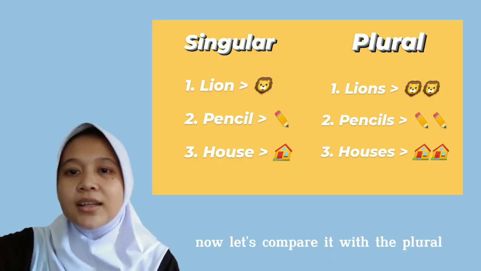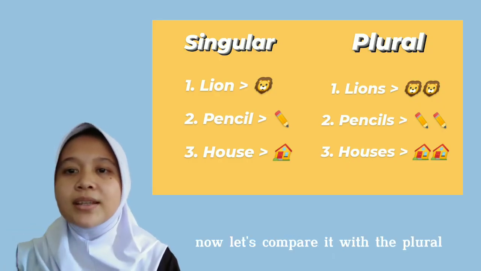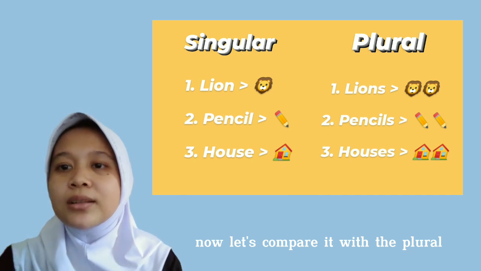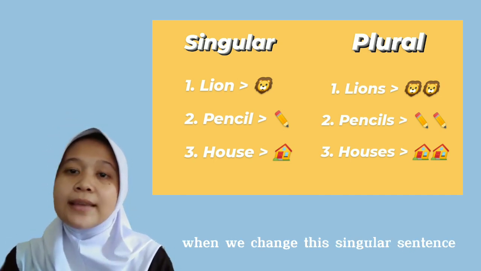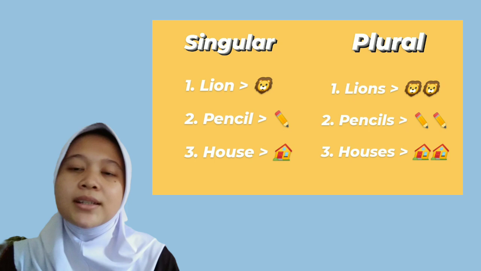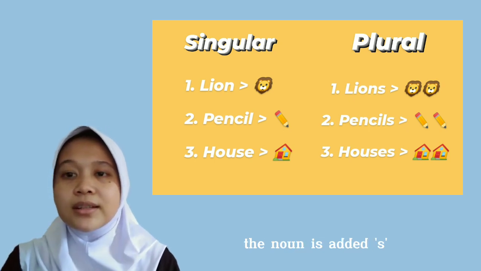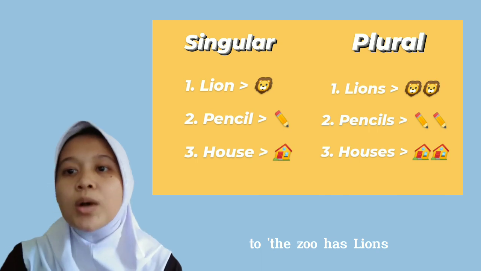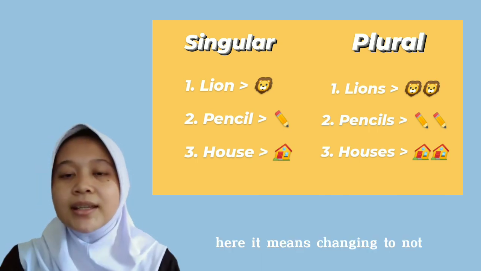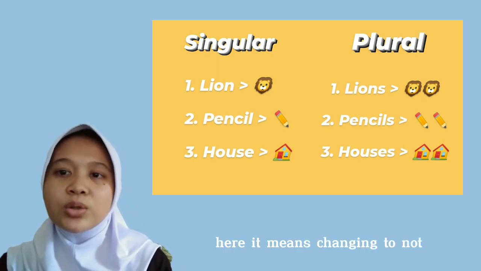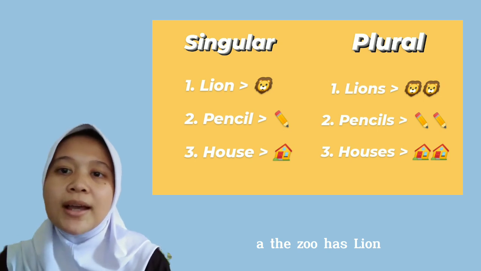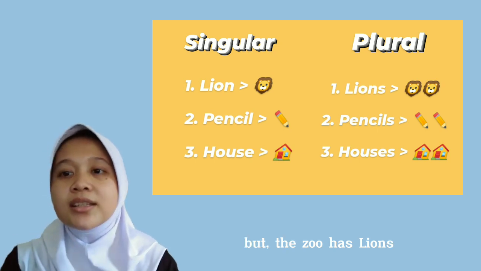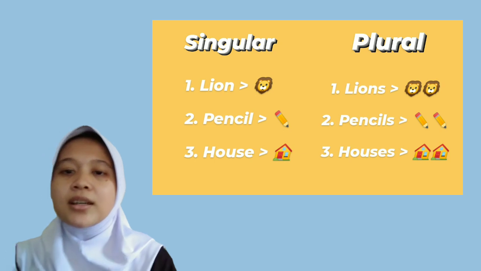Okay, next. Now let's compare it with the plural when we change the singular sentence. Number 1. The zoo has lion. The noun is added s. The zoo has lions. Here it means changing to not the zoo has lion, but the zoo has lions.